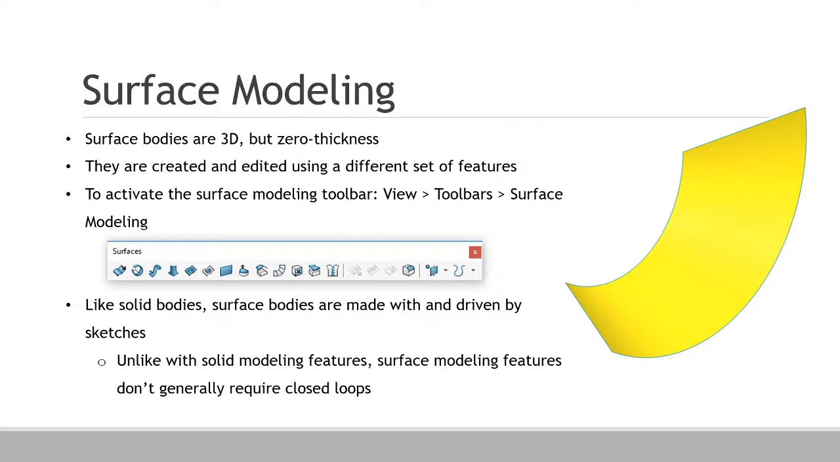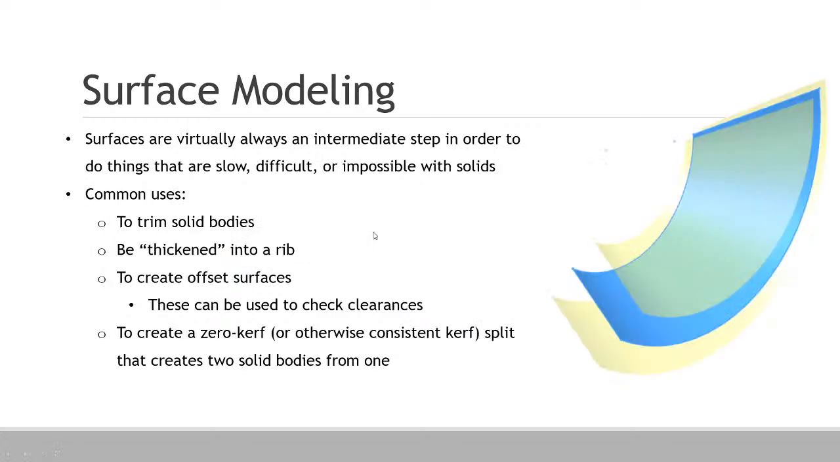And a surface is very rarely our actual end goal. It's usually used as an intermediate step in order to do things that are either very difficult with solids or impossible. So sometimes you might use them to trim bodies or to thicken them into a rib. Or if you want to split one solid body into two but without a gap between them, you can do that by creating a surface and then using the split tool to create two bodies from one.